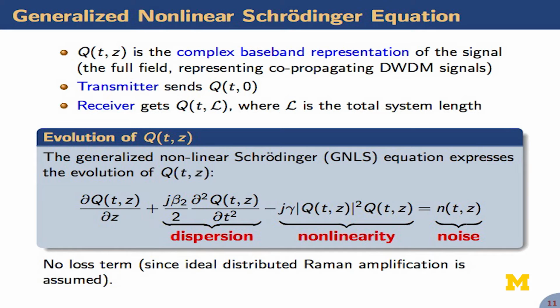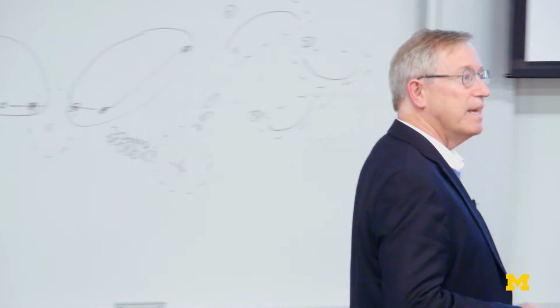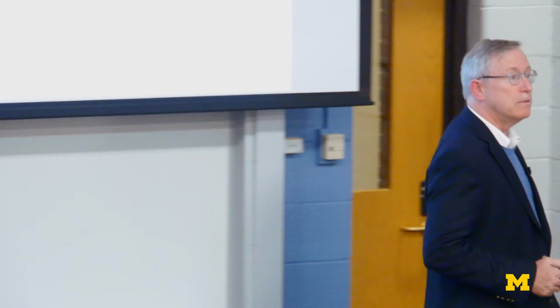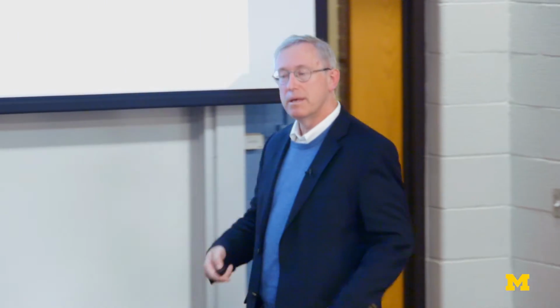And the evolution of Q of t and z is governed by this ugly looking thing here. It really is a crazy thing. It is a nonlinear stochastic partial differential equation called the nonlinear Schrödinger equation. And it tells you how different physical effects in the fiber interact with one another in order to come up with the overall transmission. Okay?